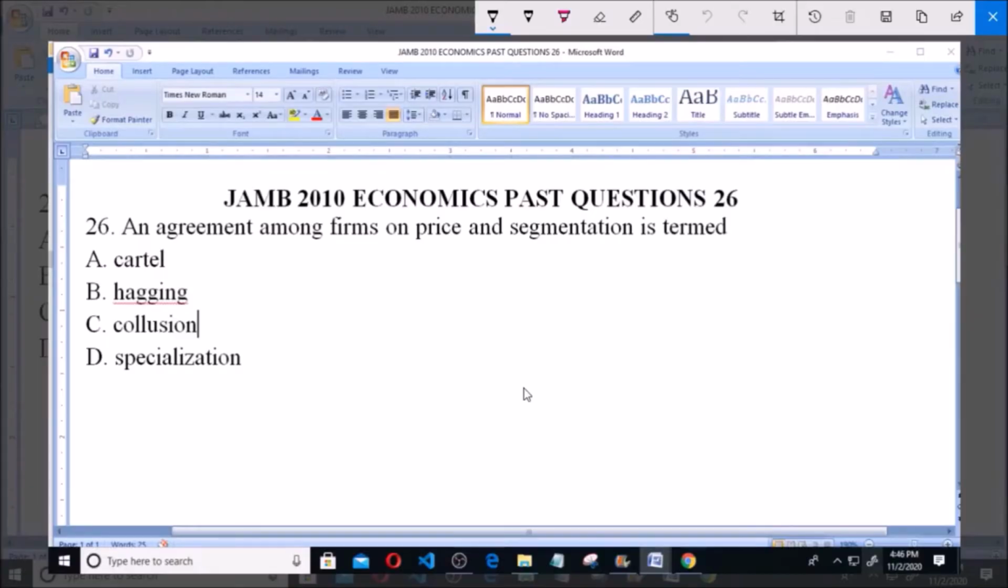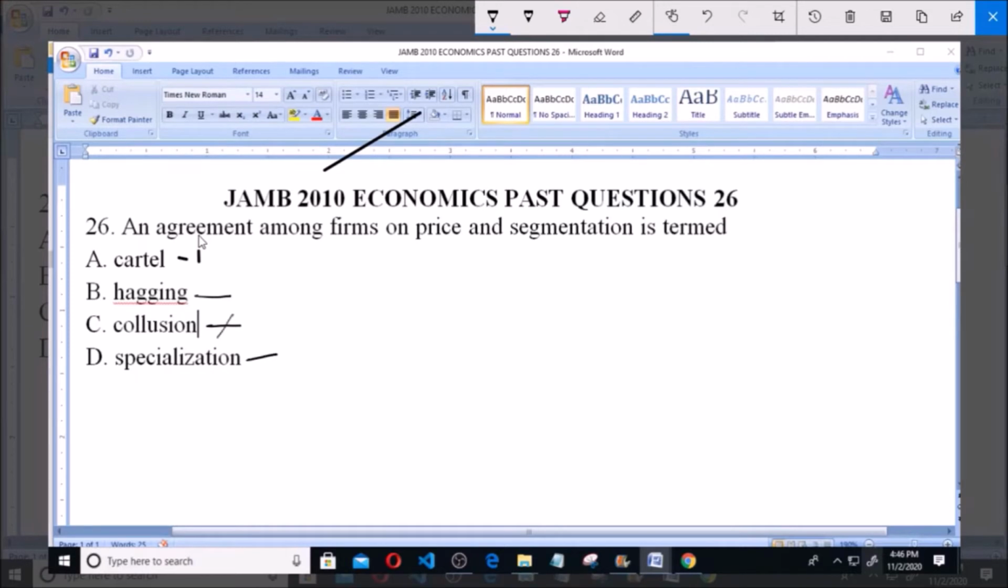JAMB 2010 Economics past question number 26. An agreement among firms on price and segmentation is. Option A says cartel. Option B says hanging. Option C says collusion. Option D says specialization.